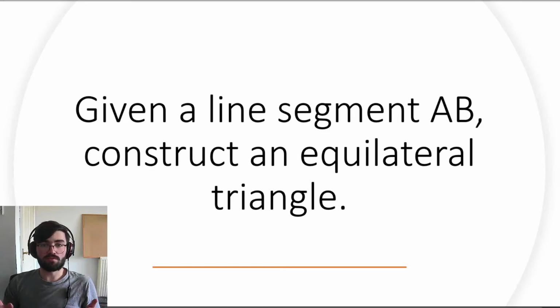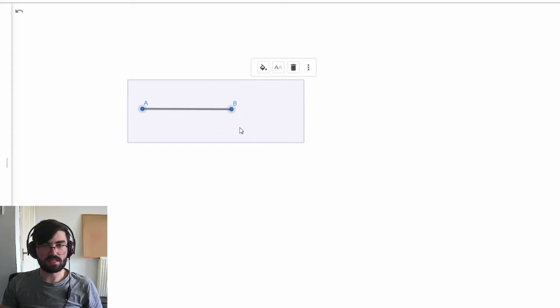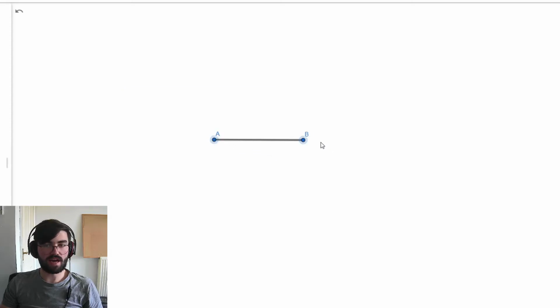Right, so I've just moved myself out of the way so we can read the problem, which is, given a line segment AB, construct an equilateral triangle. Okay, so what do we need to know here? First things first, we know what a line segment is. We covered that in the last video. Okay, so let's draw it. We know that we can construct this line segment AB here with some finite length.